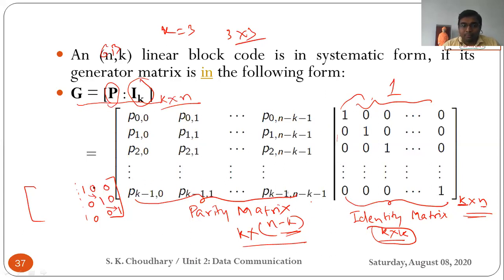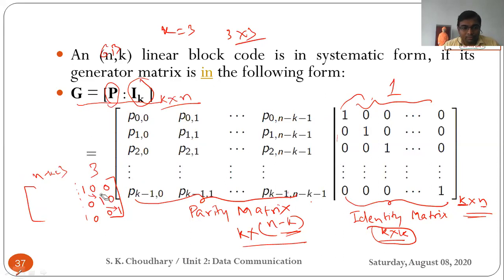So in the previous example, n is 6, so n minus k is again 3. K is also 3, and n minus k is also 3. So in the previous case, we have seen that there are only 3 columns for the parity matrix. Okay. So if you start to write the parity matrix, how would you write it?